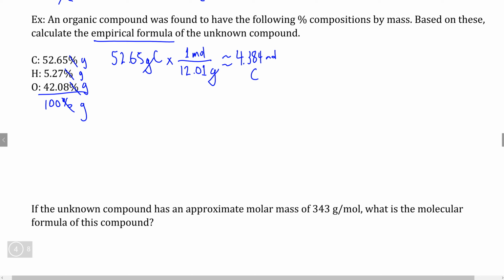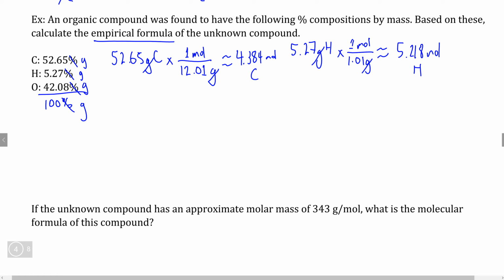Let's do the same thing with hydrogen. So we start with 5.27 grams of hydrogen, and we're going to multiply by 1 mole over the molar mass, 1.01 grams. And if you put this into your calculator, this comes to approximately 5.218 moles of hydrogen. Again, significant digits not important.